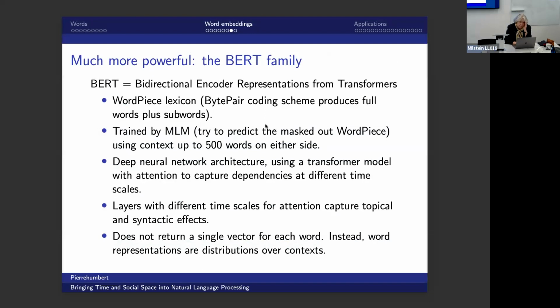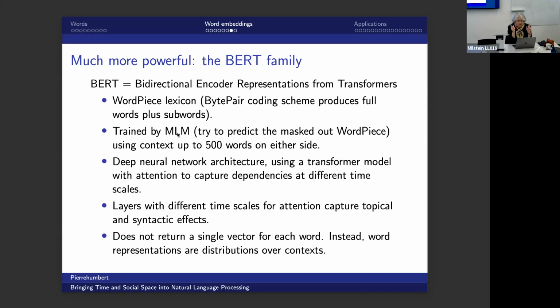Now the BERT family is much more powerful. That stands for bidirectional encoder representations from transformers. That was one of the first big pre-trained language models to be distributed. It doesn't just use words, it has a coding scheme which kind of manages to cover all the words, even if it hits new words.